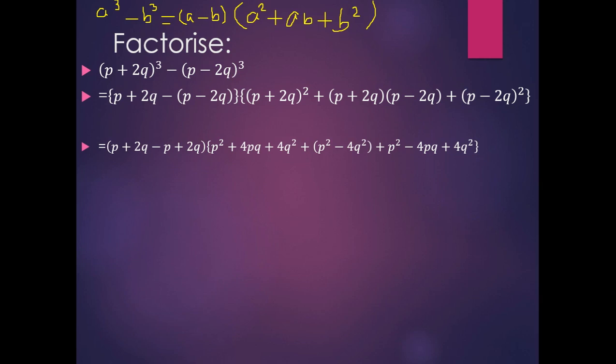So now here minus p and plus p can be cancelled, and twice q plus twice q will be 4q, and in this p square plus p square plus p square will be 3p square, and this 4pq and then minus 4pq can be cancelled, and this minus 4q square and plus 4q square can also be cancelled.